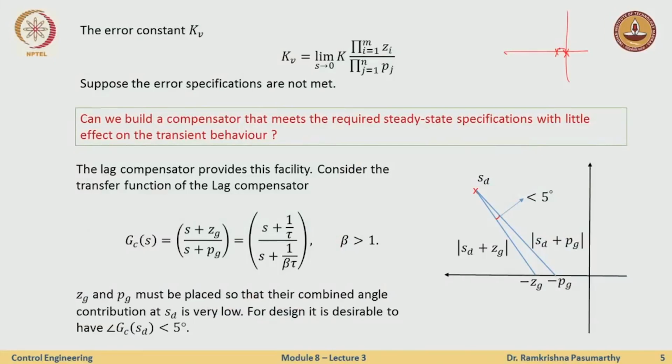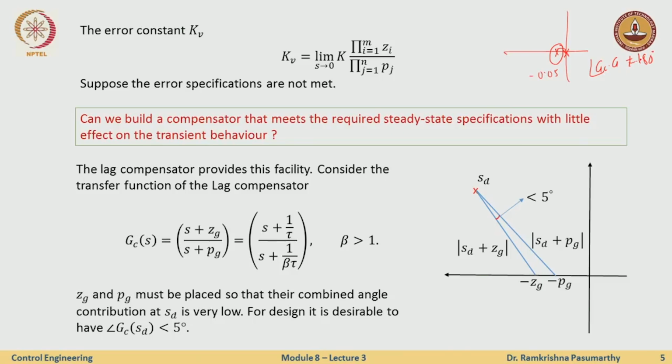Now if I just add a pole slightly to the left, say instead of 0, let's say I add it at 0.05. Okay, now does this meet the steady state conditions? Possibly, but what this will do is it will contribute a certain angle, right? So this G_C will contribute a certain angle to the plant, and then this condition would be violated.